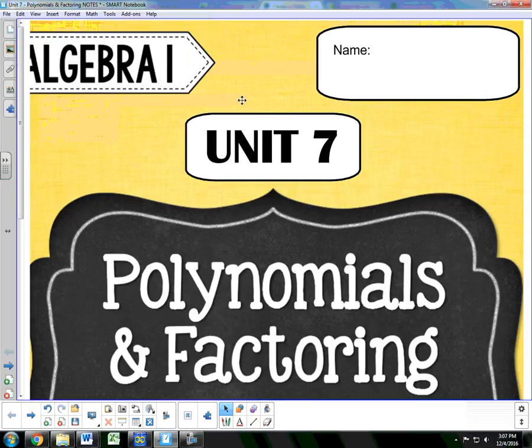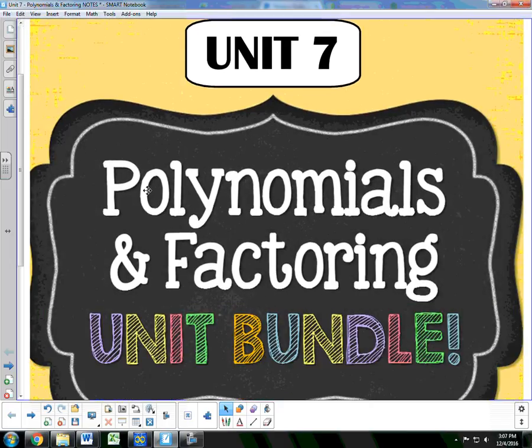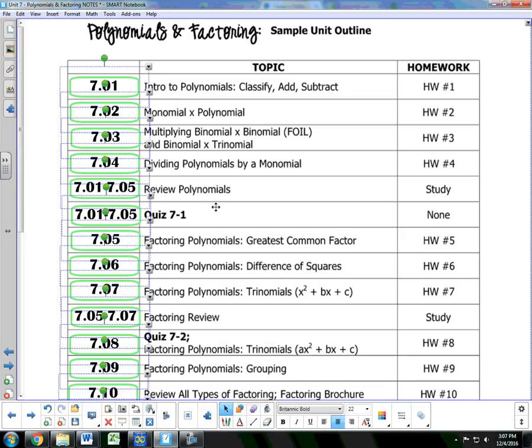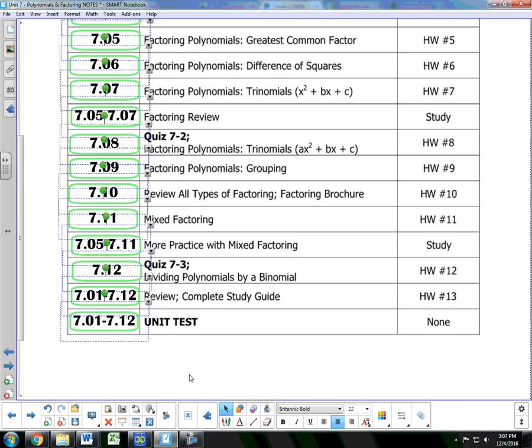Hello students, we are going to learn polynomials, and factoring is what we're going to do next. That's the name of this next unit here. Right here you can see a list of the things we're going to be talking about.